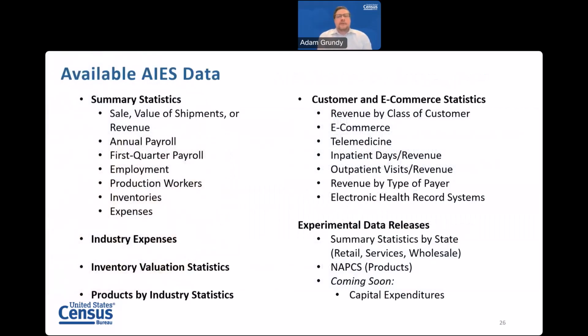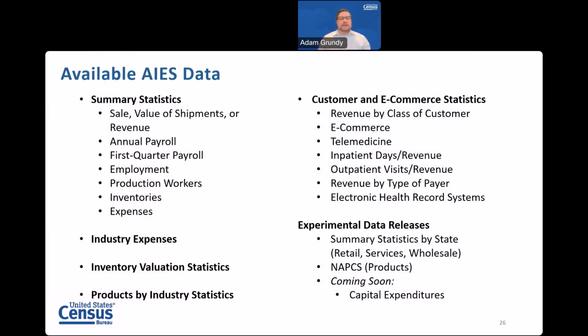So these are some of the things you can find within the AIES. Summary statistics include sales, value of shipments, or revenue, depending on which sector of the economy you're looking at. Production workers, inventories, and expenses. We also see a lot of customer and e-commerce statistics too.